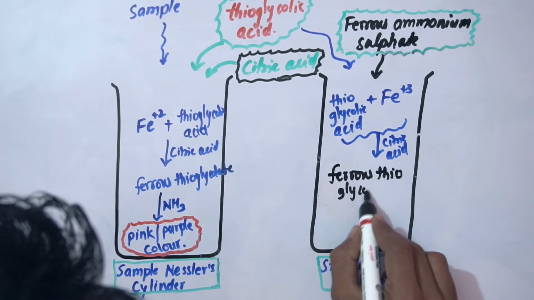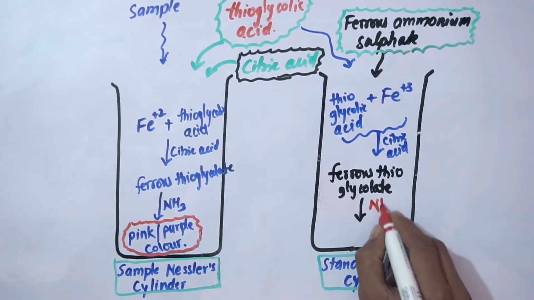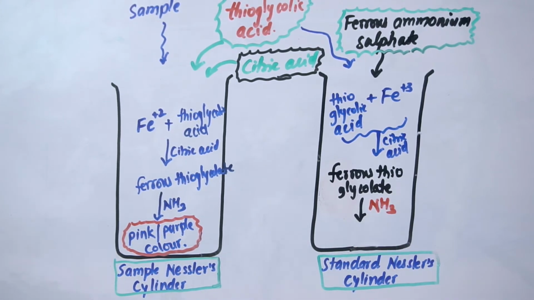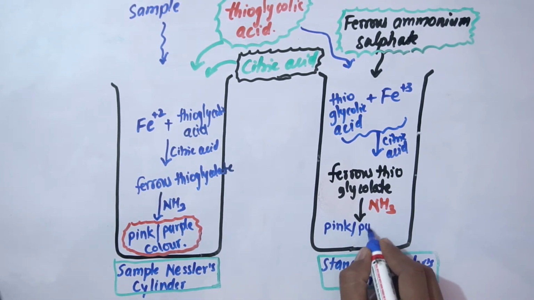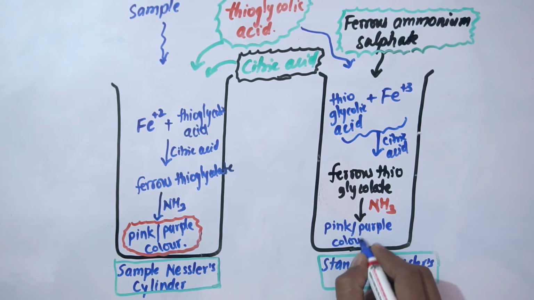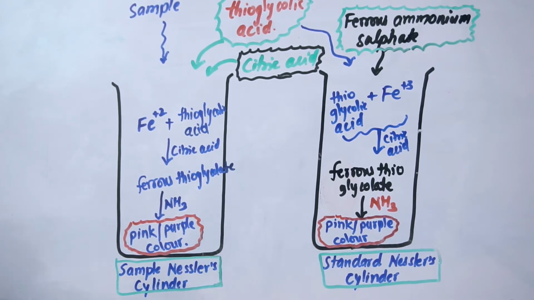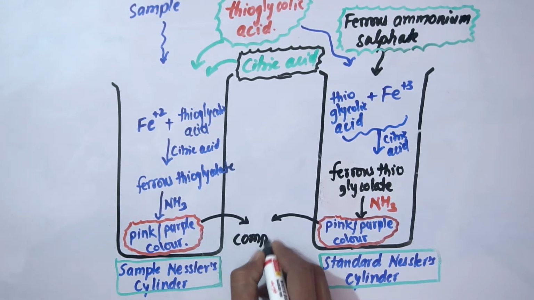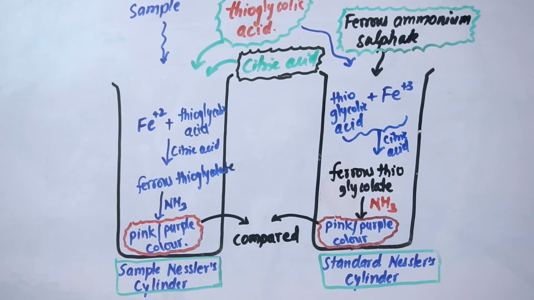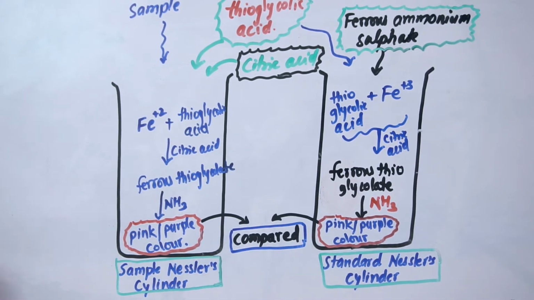What is it going to produce? It is going to produce ferrous thioglycolate complex, and in presence of ammonia or alkaline media, this is going to give pink purple color, which is the standard color. Now this sample color and the standard color are going to be compared. This is the basic principle involved in limit test for iron.